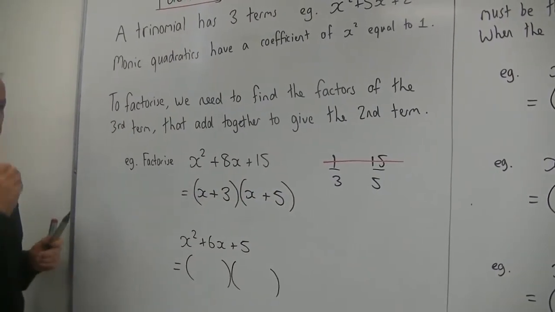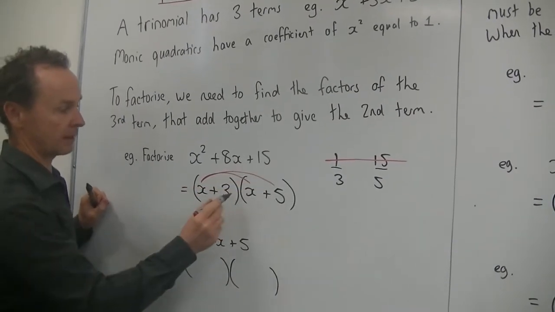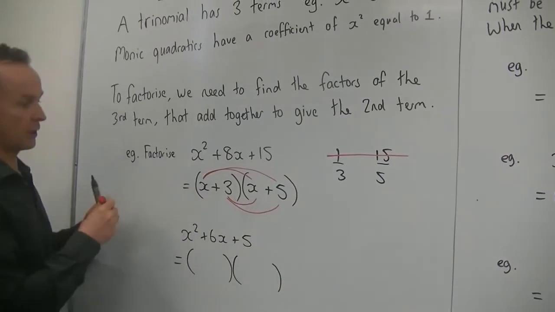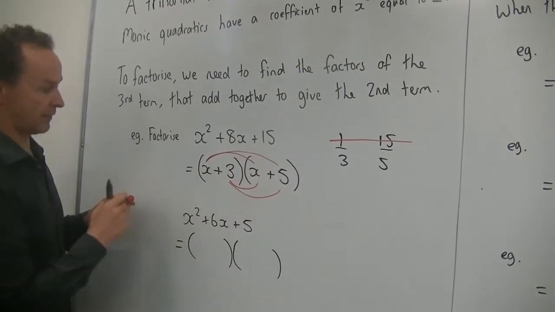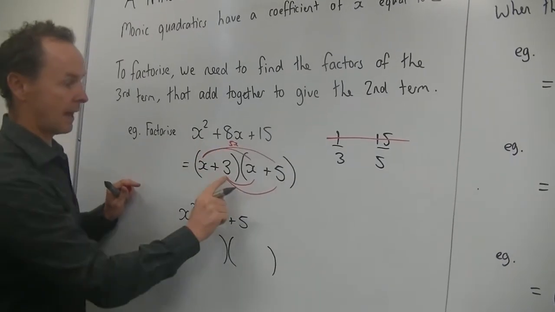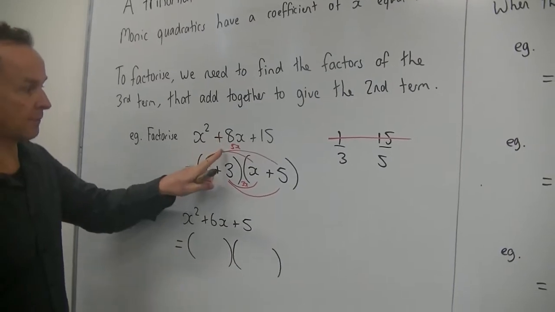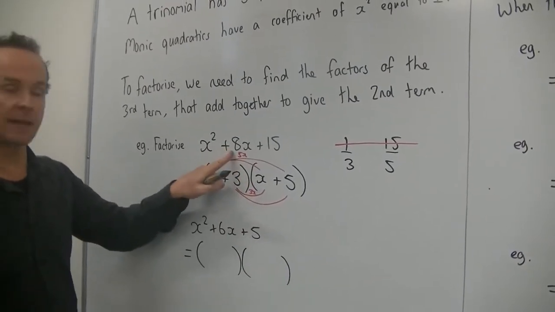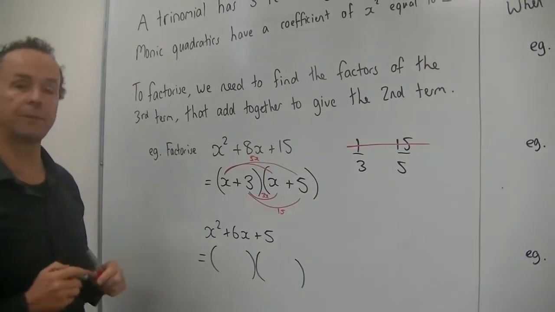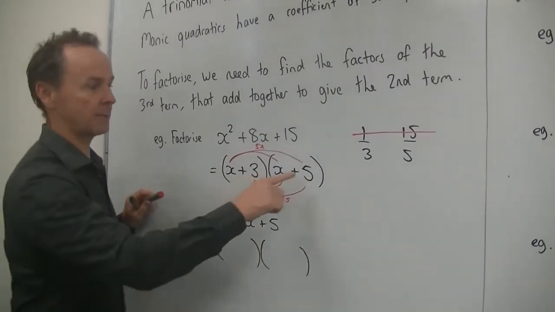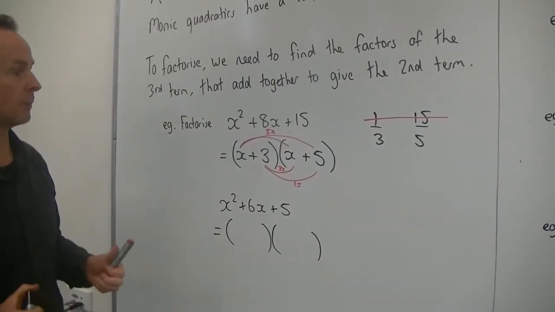I'll go through that process again in a minute, but to check your answer, remember you expand the brackets. So remember that FOIL thing? You go x times x is x squared. X times 5 is 5x, and 3 times x gives me 3x. So that's where we get that 8x from. 5x plus 3x gives me the 8x. And the last one is 3 times 5 is 15. And that's how I get the 15 at the end. So I can do that quickly in my head, and I know I've got the right answer. So you can check your own work in a test if you have time to.